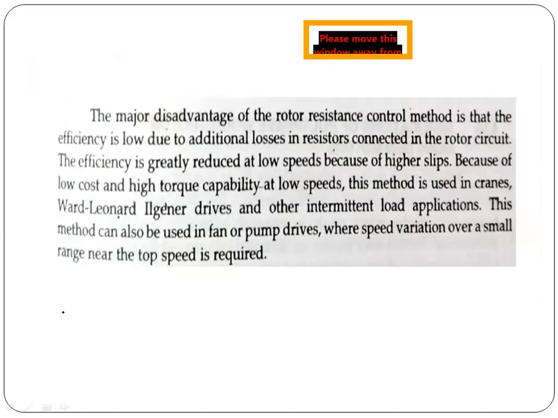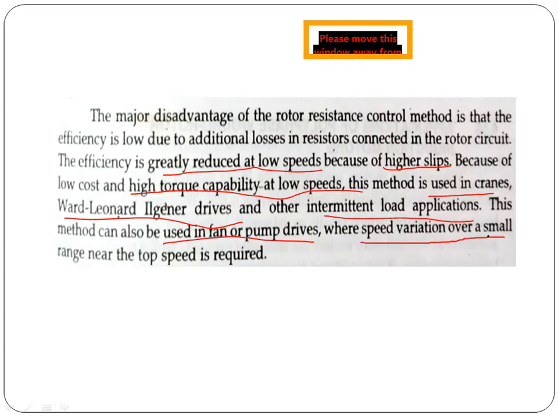The major disadvantage of rotor resistance control method is that the efficiency is low due to additional losses in resistors connected in the rotor circuit. The efficiency is greatly reduced at low speed because of higher slips. Because of low cost and high torque capability at low speeds, this method is used in cranes, Ward-Leonard drives, and other intermediate load applications. This method can also be used in fan or pump drives, where speed variation over a small range near the top speed is required.